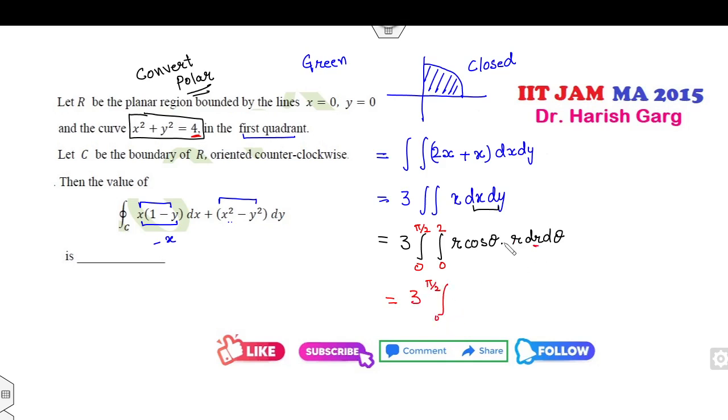Firstly, with respect to r, it's r square, r cube divided by 3. So that will be 8 over 3 into cos theta. Fine. So that will be 8 into sine from 0 to pi by 2. So 8 is my right answer. You can see that within 2 or 3 lines you will get your answers.